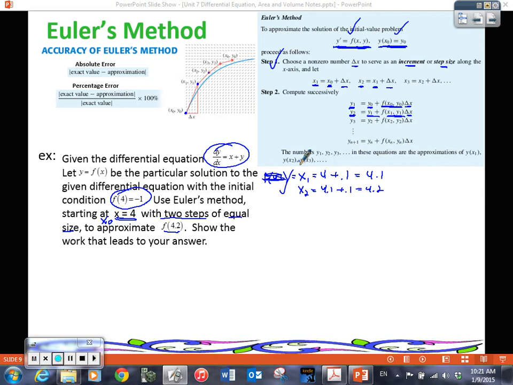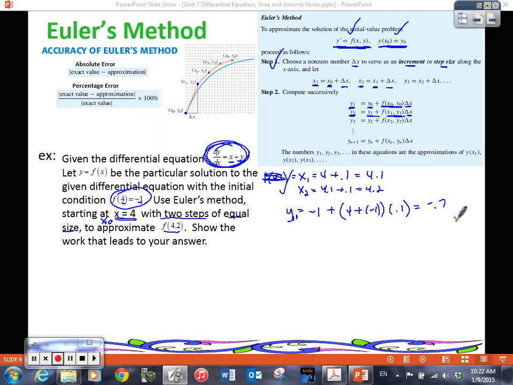So to get my y1, I'm going to take my y0, which was -1, and I'm going to add to it my derivative at the initial point. So my derivative is right here. My derivative happens to be x plus y. So my x value of my original point is 4, plus my y value of my original point is -1. And now I'm supposed to multiply that by my increment. I use my calculator, and I get -0.7.